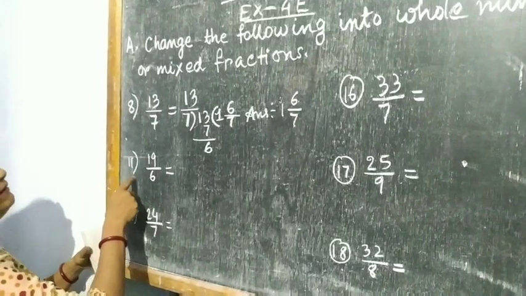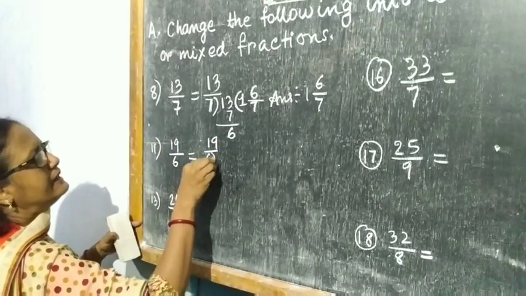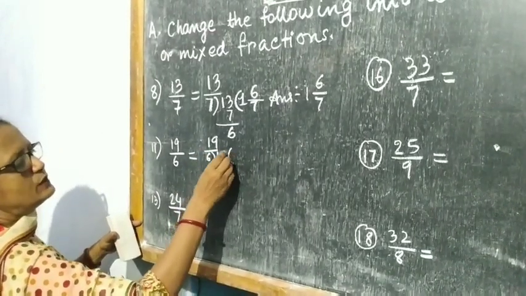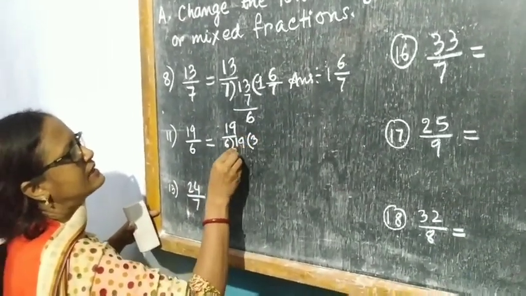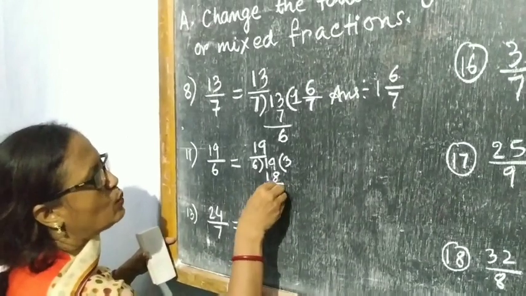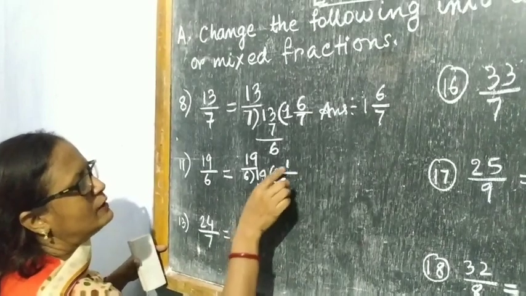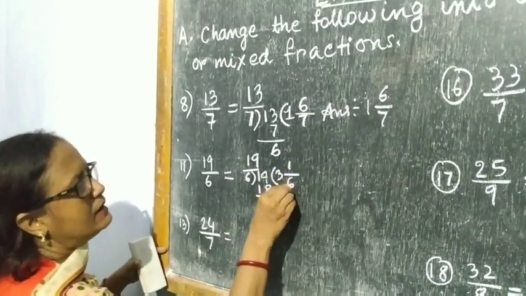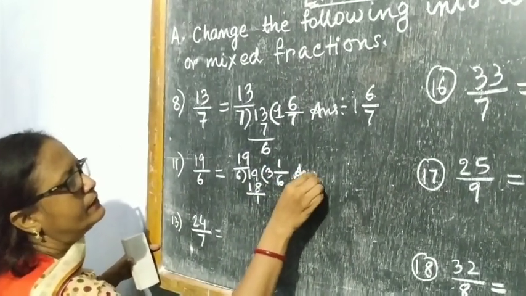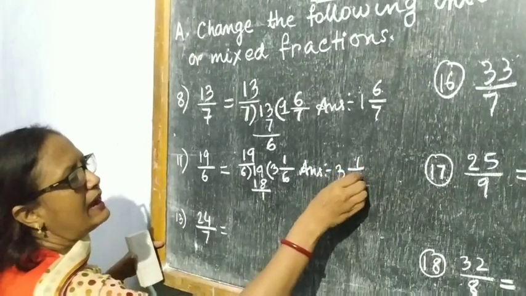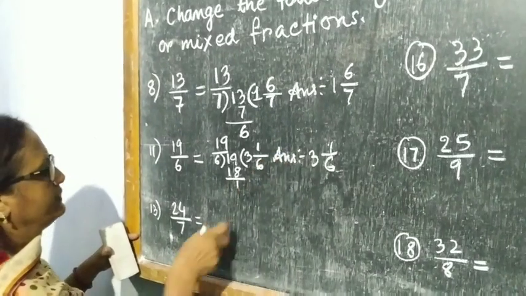Now sum number 11, 19 by 6. So divide 19 by 6. 6 threes are 18. 6 fours are 24, which is more. So 6 threes are 18. So 19 minus 18, 1. 1 minus 1, 0. So 3, and this 1 will go in the numerator and 6 will come in the denominator. So 3, 1 by 6. So answer 3, 1 by 6. Again it is a mixed fraction.